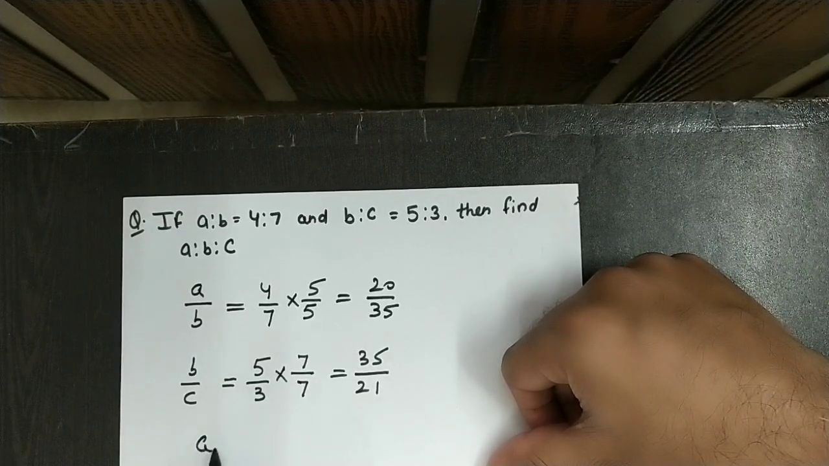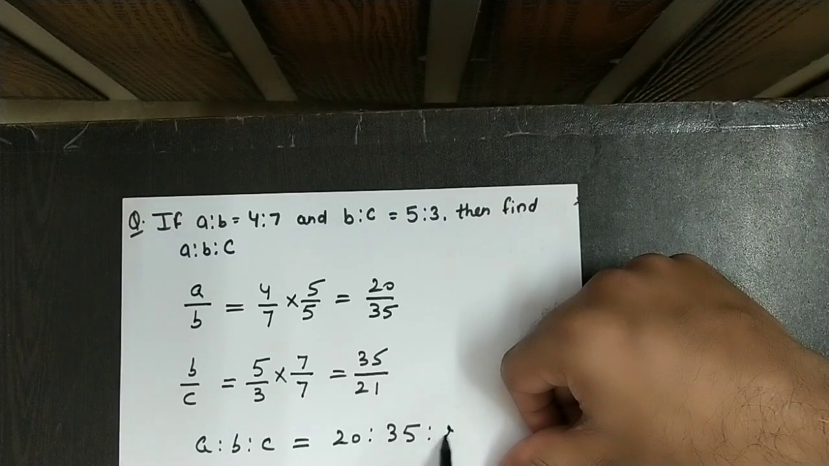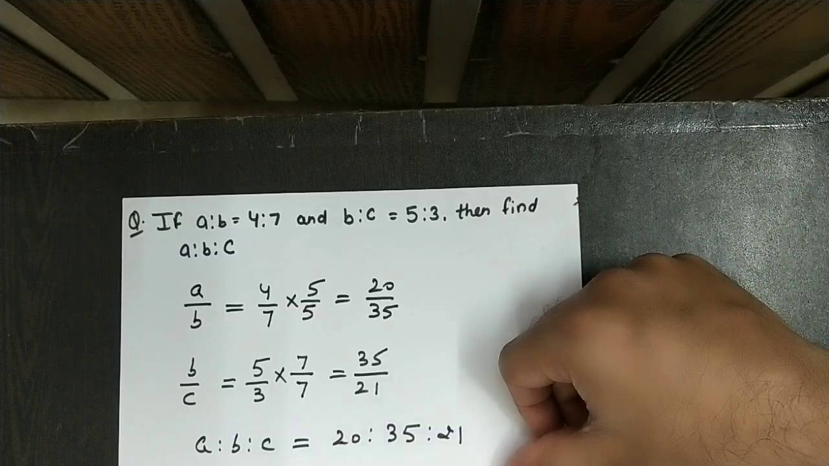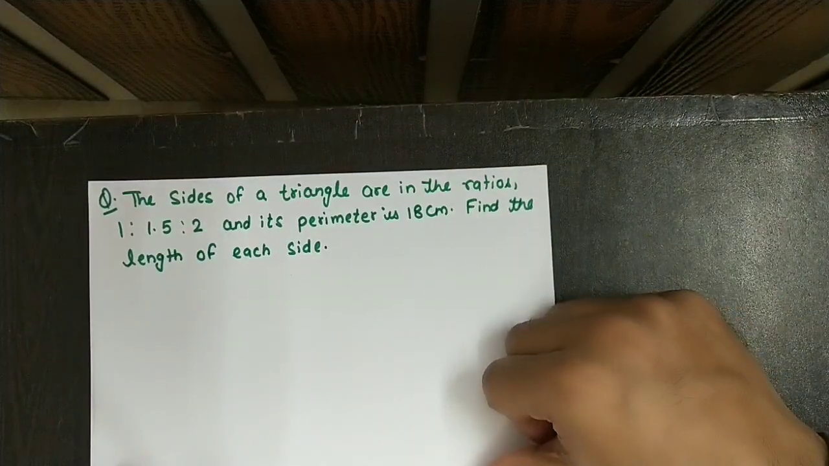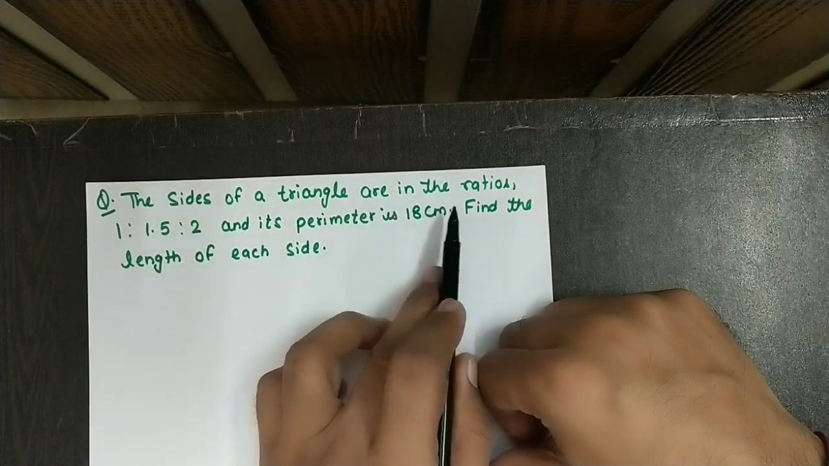So, your A:2B:2C is what? 20:35:21. 20:35:21.